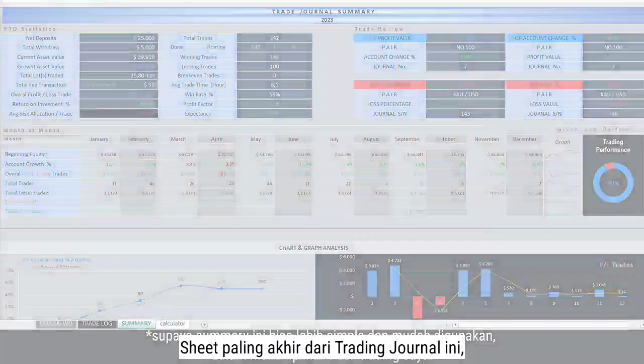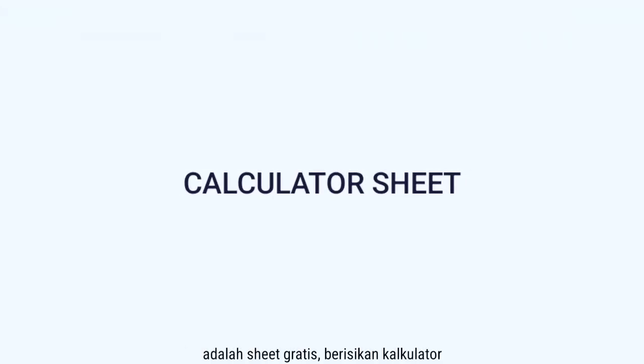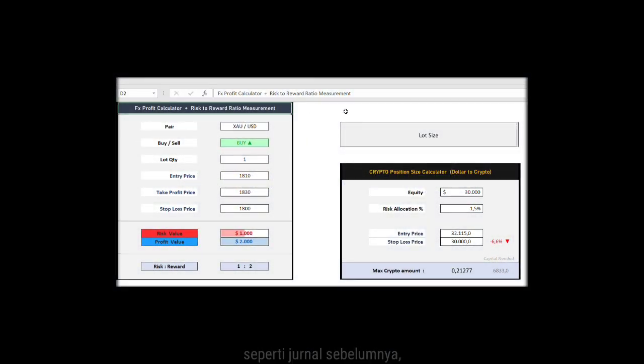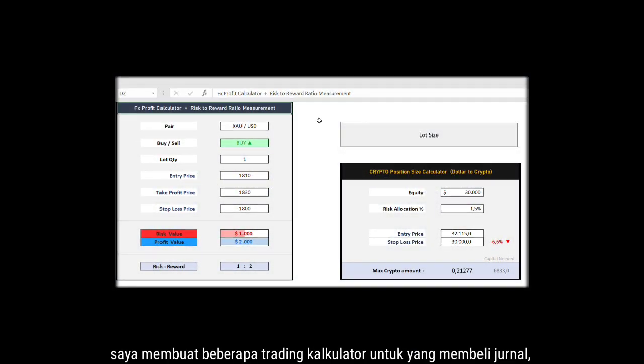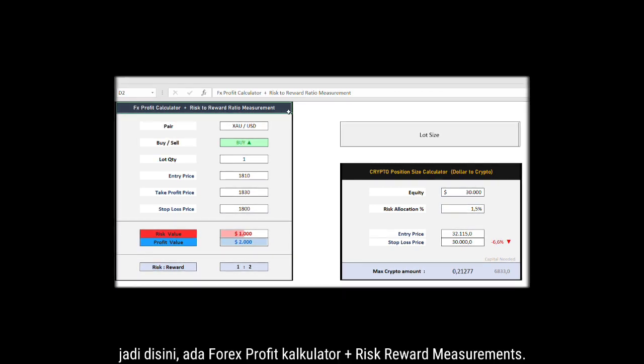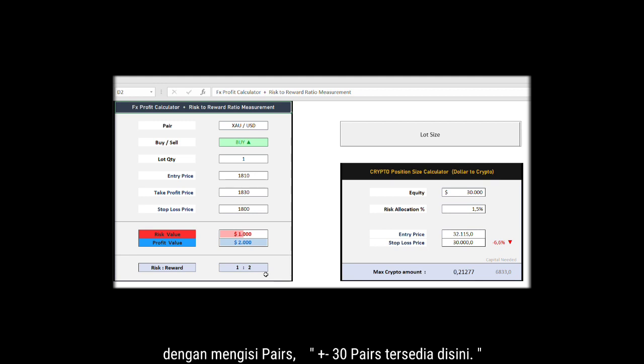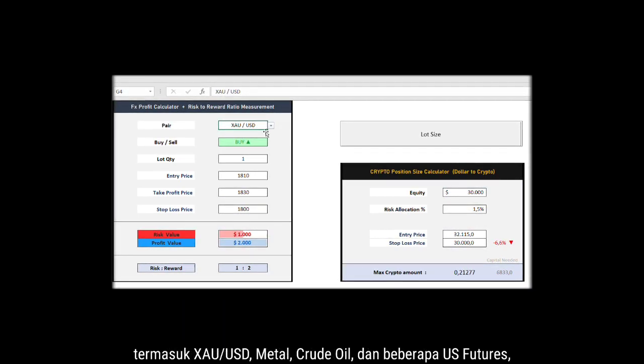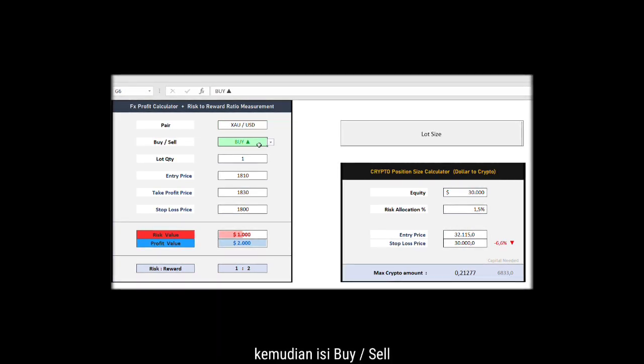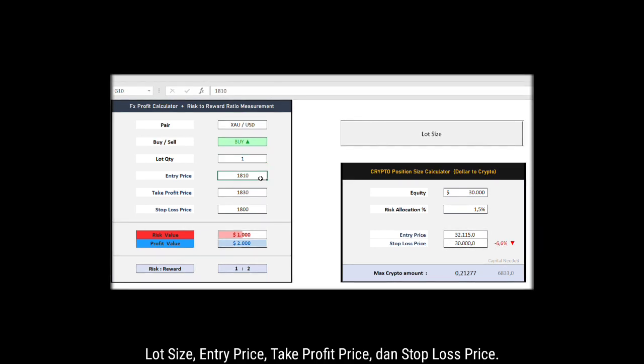The last sheet of this trading journal is a free calculator sheet, like my previous one, where I have included some calculators for people who purchase this journal. So here there is a Forex profit calculator and risk reward ratio measurement, where we can calculate the profit value and see the risk reward ratio by filling in pairs. There are about 30 pairs available in here, including gold, metal, crude oil, and some US futures. And then buy or sell, lot size, entry price, take profit price, and stop loss price.